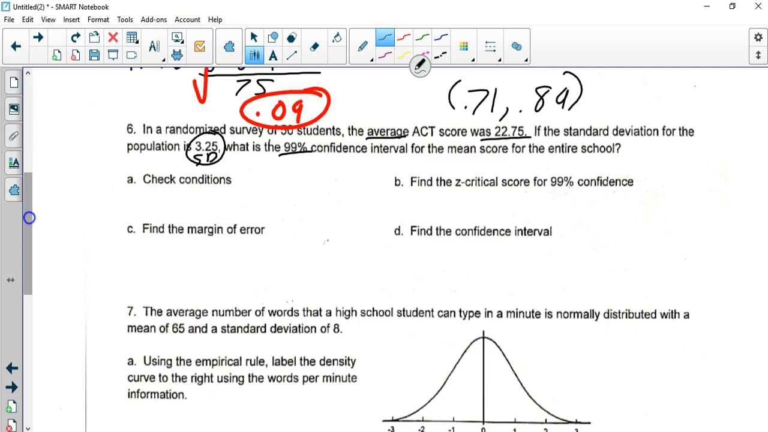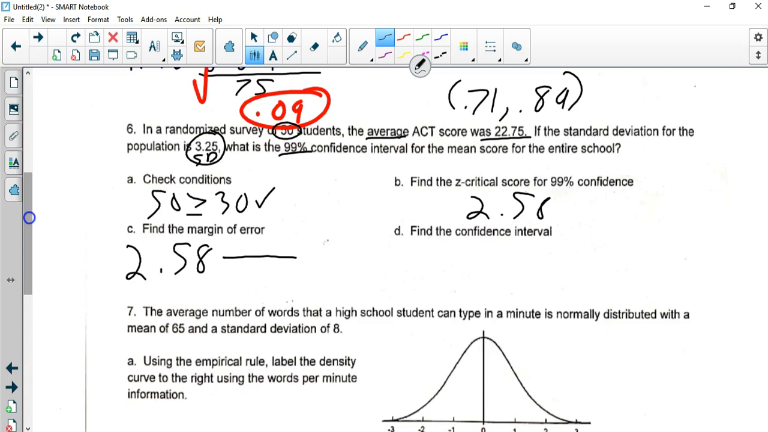So, conditions. I have 50 students, so 50 is greater than or equal to 30, good to go. The z-score for 99 is 2.58. The margin of error, you're going to write that 2.58 again. Remember, we're just going baby steps here. And then it's a simpler one. It's just this fraction. It's that 3.25 standard deviation divided by the square root of n, 50.